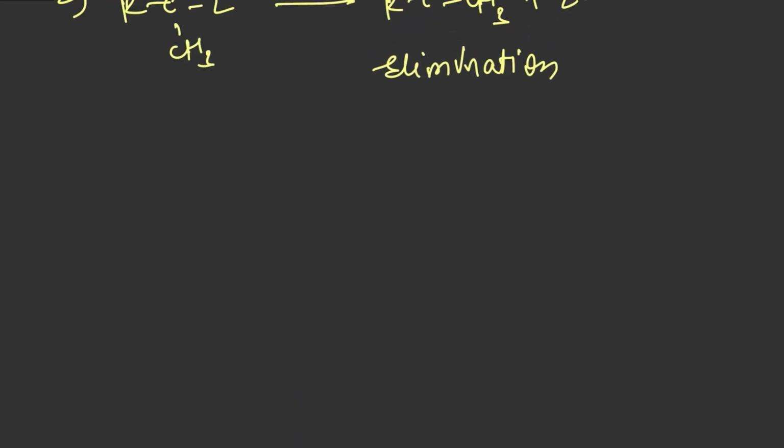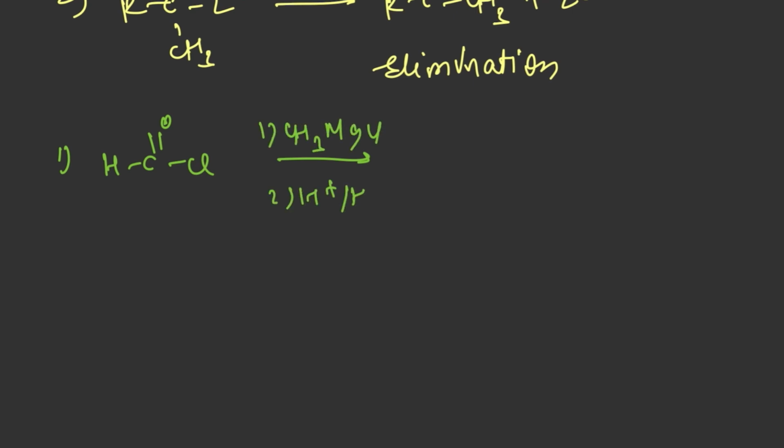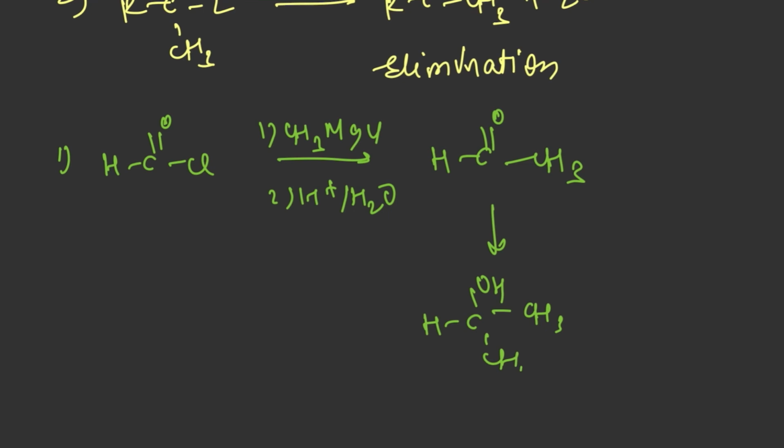Let's talk about the very first example. We have HC double bond OCl reacting with first CH3MgCl, second H plus H2O. It forms HC double bond O CH3 first by removing a leaving group, then it forms HCOH CH3 and CH3. Okay. Now let's look at some more examples.